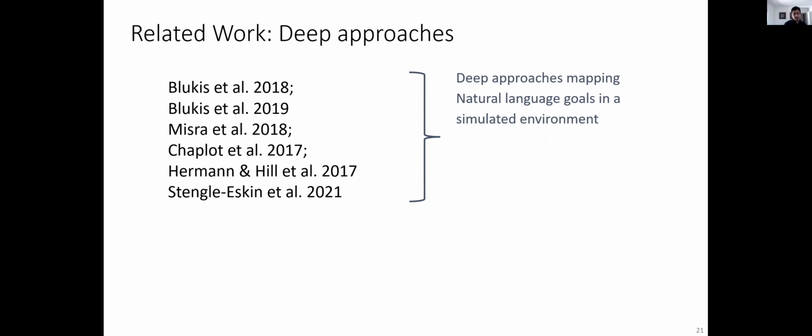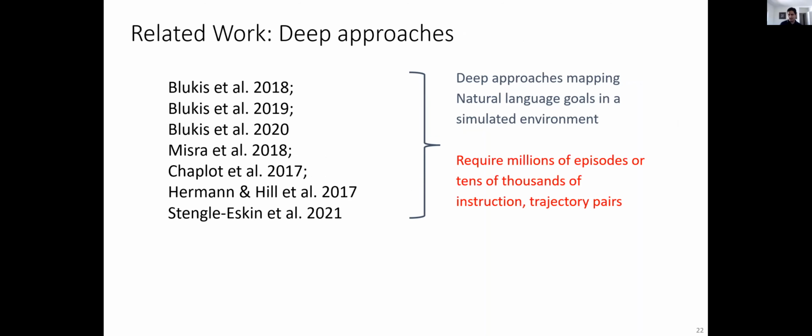There's a lot of modern work where people are trying to map natural language directly to trajectories in a simulated environment. I myself have one, that's the Stengel-Eskin 2021 work. But again, the problem with this is that all of this requires millions of demonstrations and tens of thousands of instruction pairs mapped with trajectories. And that might not be feasible to actually collect on a real robot.